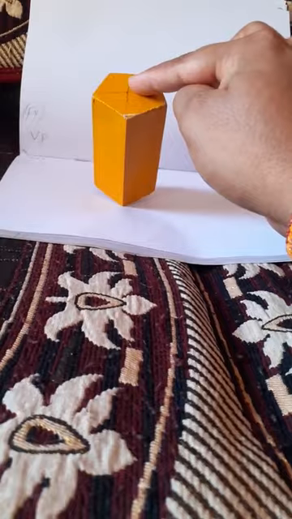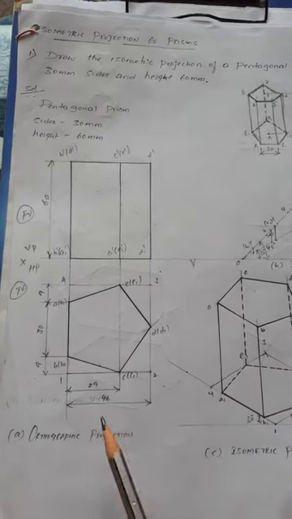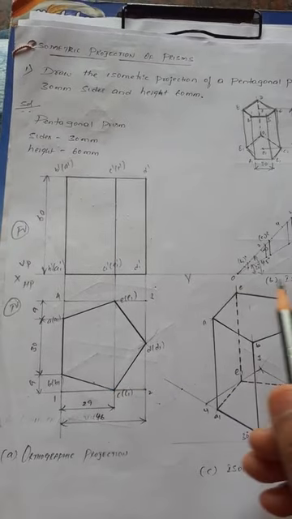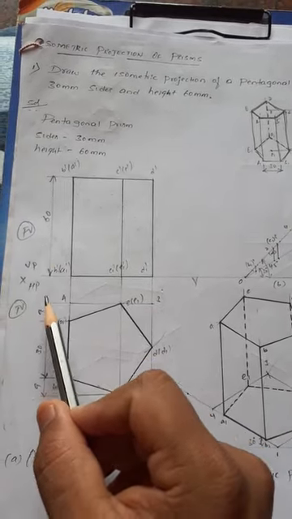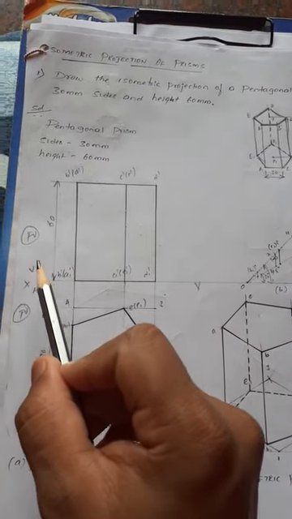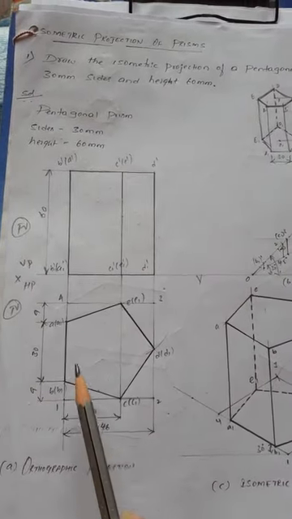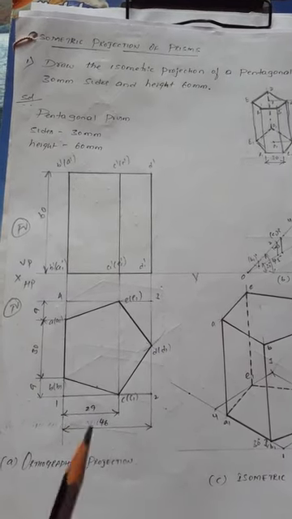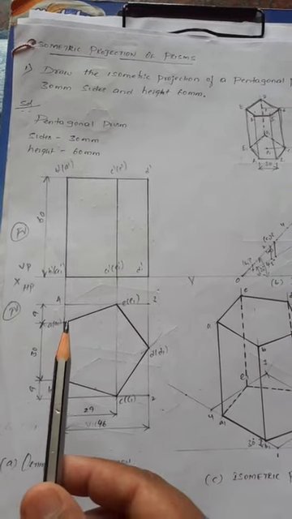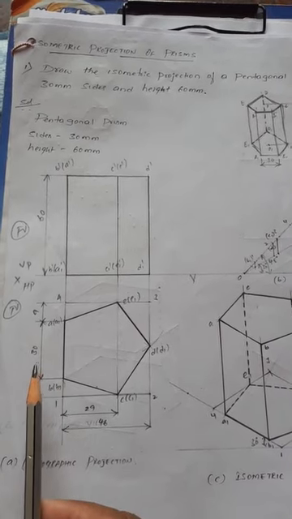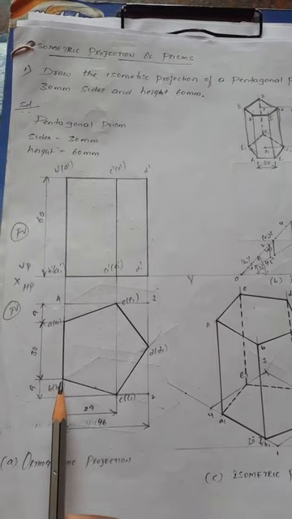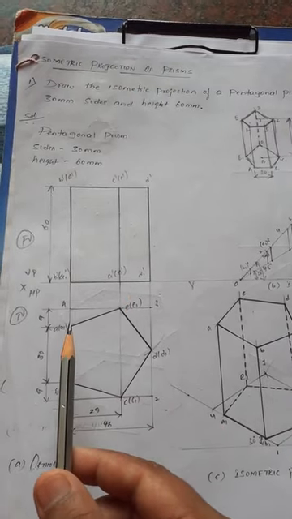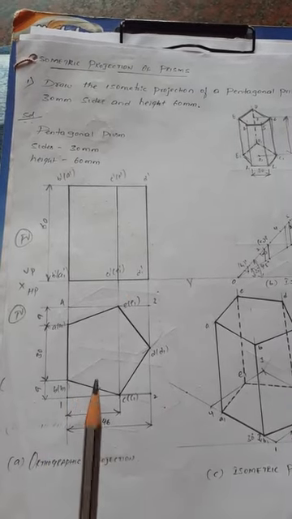Okay, now we'll first draw the orthographic projection. First draw a horizontal line and name it XY. Above the XY line is VP, below XY is HP. On HP the top view will come, on VP the front view will come. First draw a pentagonal shape, the lamina or top view of the pentagonal prism. I draw a vertical line, 30 mm along the vertical line. From each end of the line, draw a 72-degree line with respect to this vertical line.